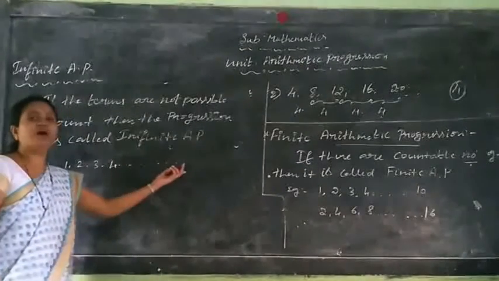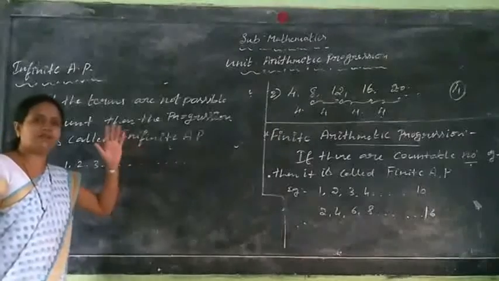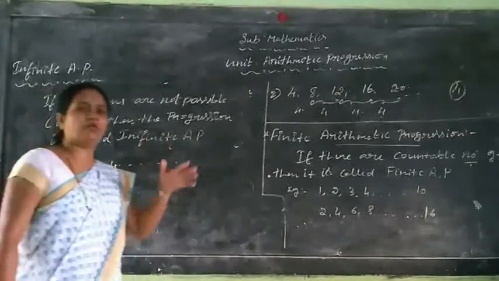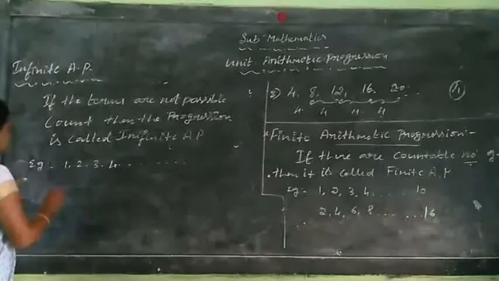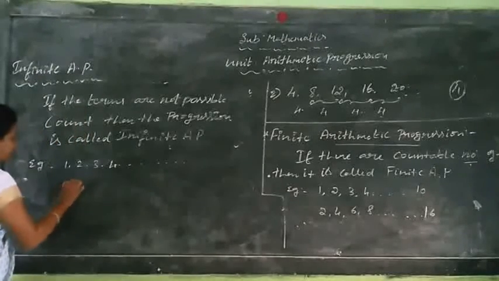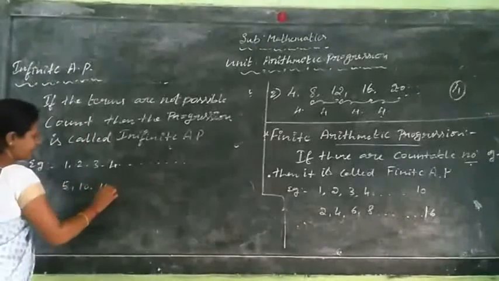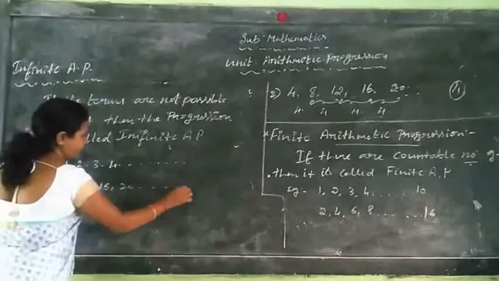It is infinite, children. We can go on writing 1000, 10,000, lakh, crores. We can just go on writing. One more we will take. In the same way, 5, 10, 15, 20.